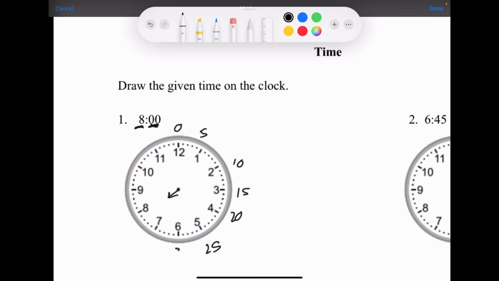So 25, 30, 35, 40, 45, 50, and then 55, and then this is 0 or 60. But we can just leave it at 0. So if it's asking for 0, we can just point the big arrow here, right? So, and I'll go over a couple more because this is a little trickier if you don't know clocks.